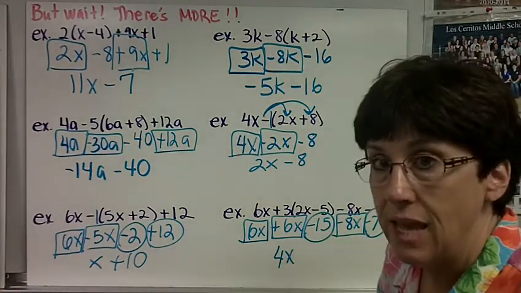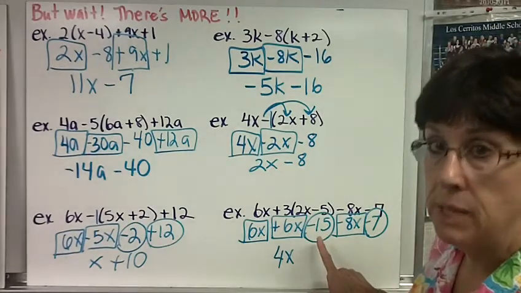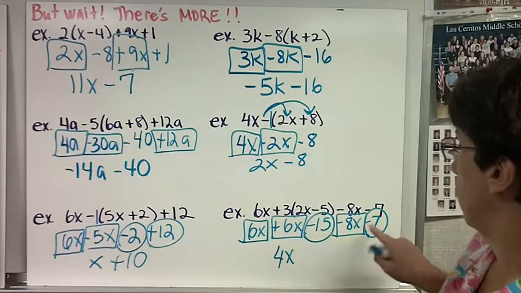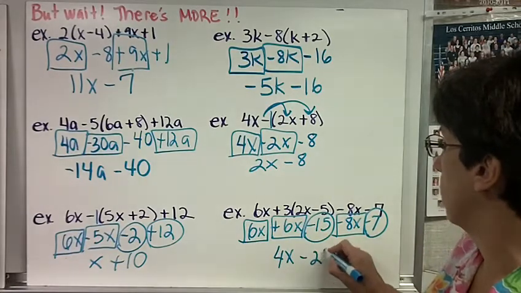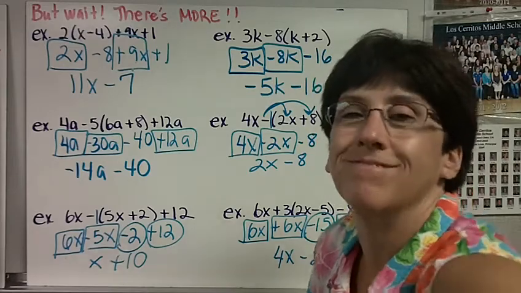Then I have negative 15 and negative 7. They're both the same sign. So I'm going to sum and get a bigger negative. You know what I mean. Negative 15 minus 7, negative 22. That was kind of a long one, but I hope you got everything. That's it.